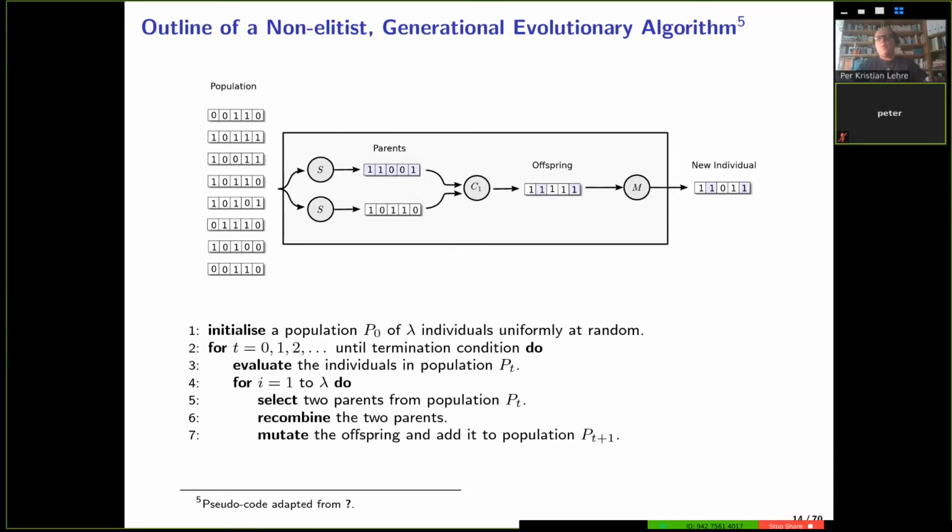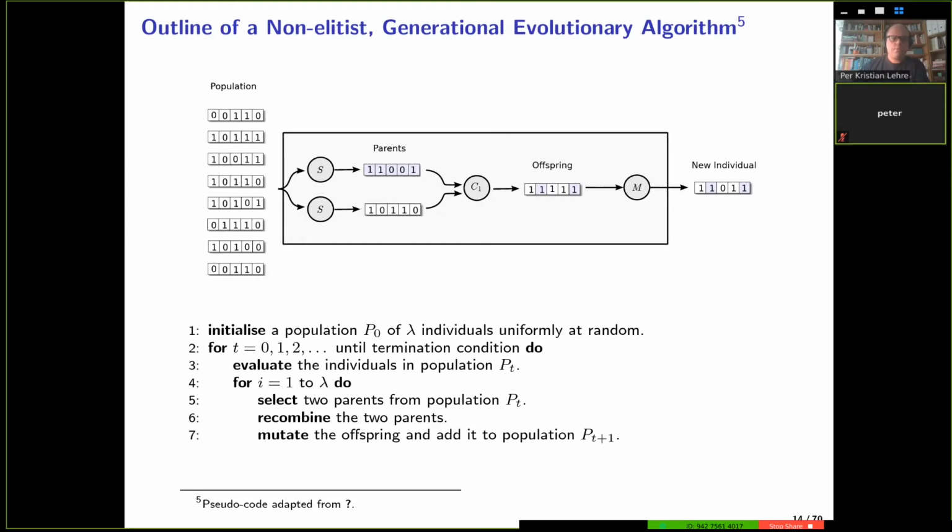Okay, so now we're going to talk about non-elitistic generational evolutionary algorithms, and some techniques we can use to analyze the runtime of such algorithms. So first, let's look at how these type of algorithms work. Here's an example.